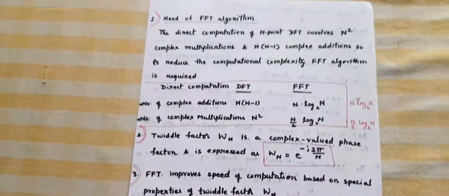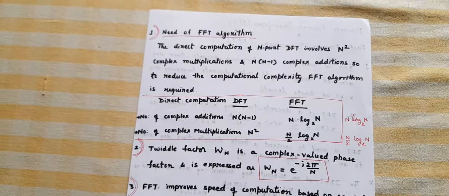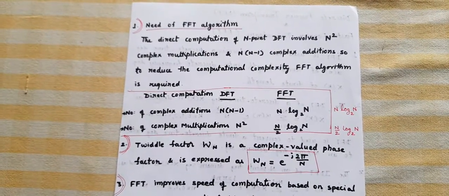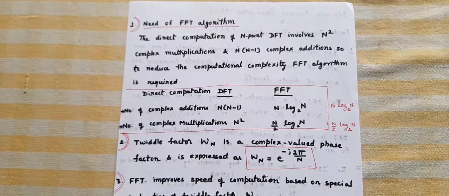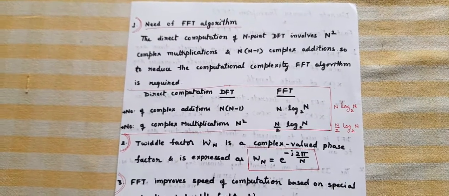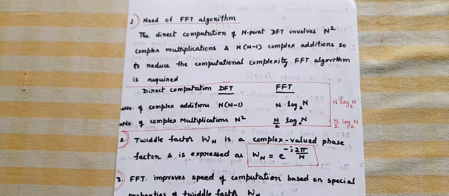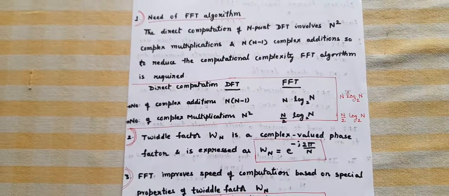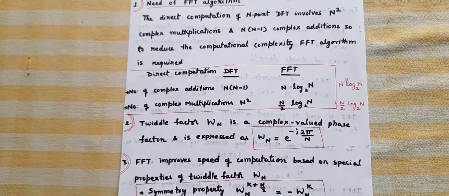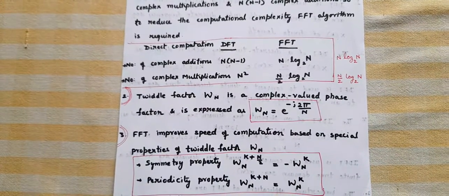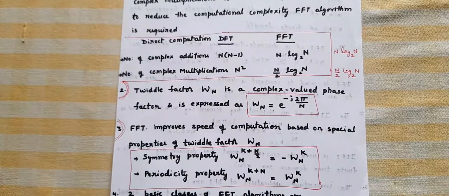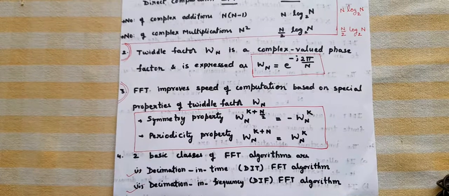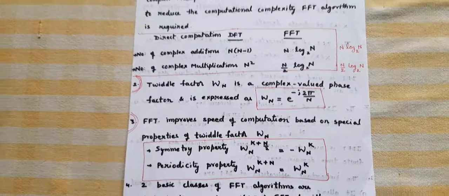So what we have understood in this class is FFT algorithm makes the computation of DFT faster because of less number of complex additions and multiplications required using FFT, and the computation speed is improved due to the symmetry property and periodicity property of the Twiddle factor. The two basic classes of FFT algorithms are DIT and DIF algorithm.